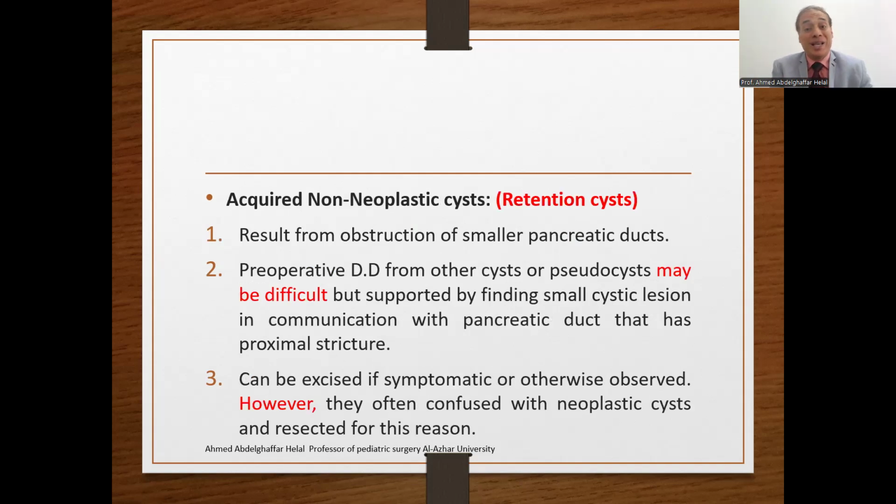Acquired non-neoplastic cysts, called retention cysts, result from obstruction of the smaller pancreatic ducts. The preoperative differential diagnosis from other cysts or pseudocysts may be difficult, but is supported by finding small cystic lesions in communication with the pancreatic duct that has proximal structures. They can be excised if symptomatic or otherwise observed. However, they are often confused with the neoplastic cyst and are resected for this reason. So usually resected.